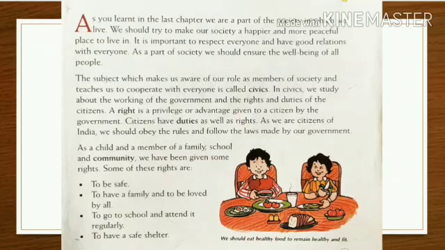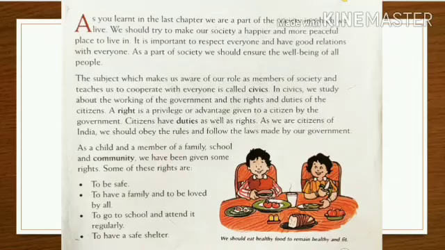You are also a member of a school and a community. And for being a member, you have been given some rights. And these are to be safe. You all have the right to be safe. If you feel unsafe, you can go to the police for help. The police will help you because you have the right to be safe.